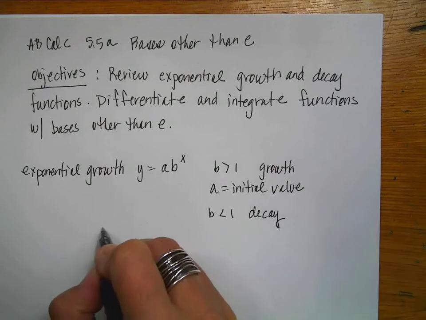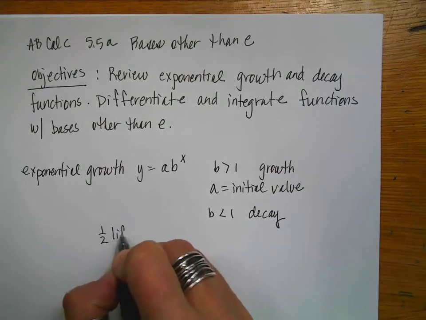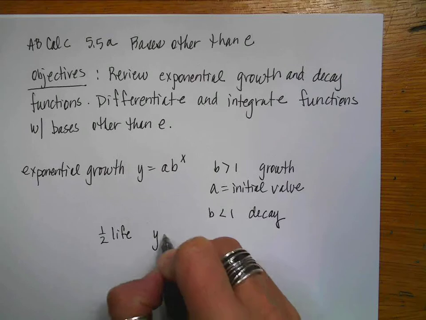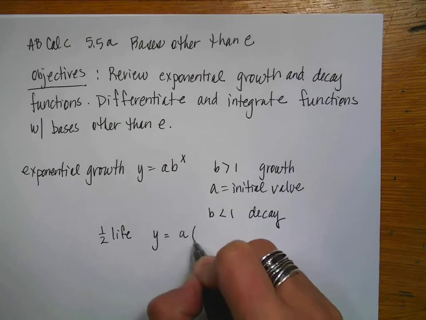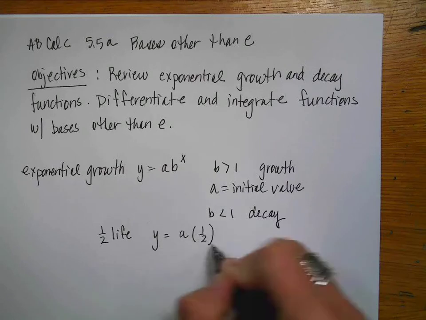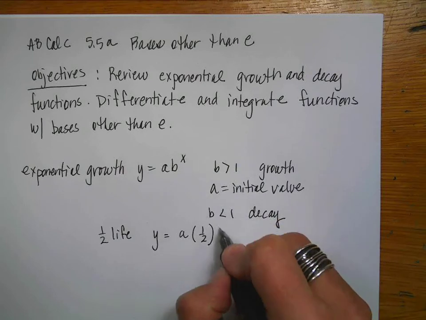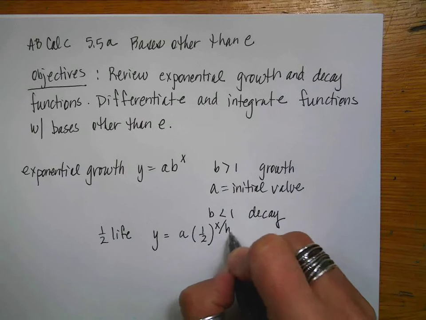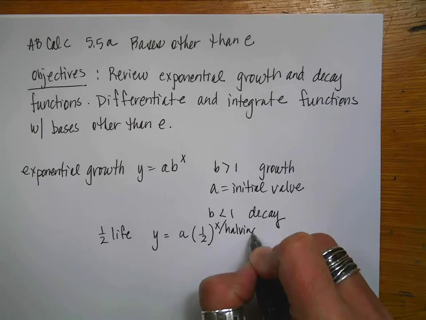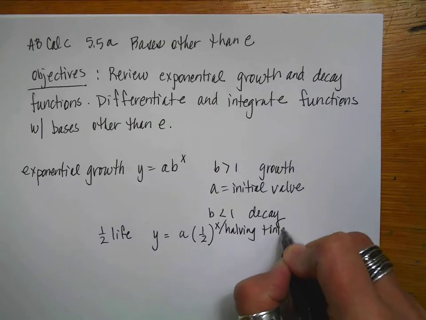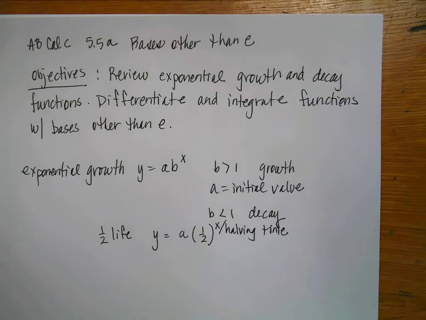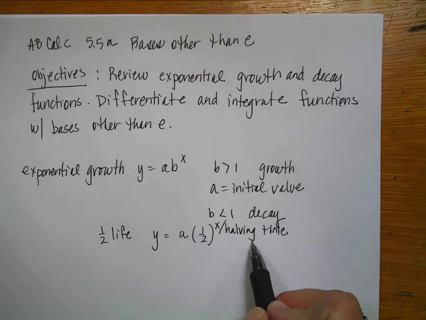Alrighty? If we do half-life problems, your equation is going to become y is equal to a times a half, because the rate of decay is a half, and then it's going to be raised to the x divided by the halving time. That's a weird word, but whatever your exponential function is, the decay, you have to divide by what that decay period is.